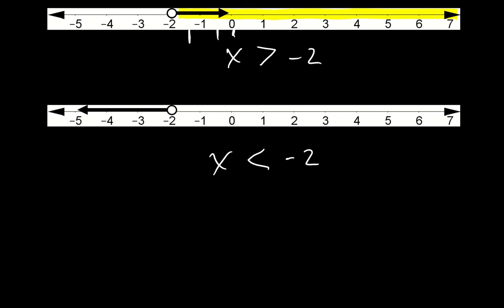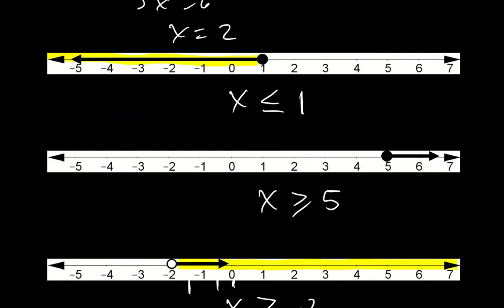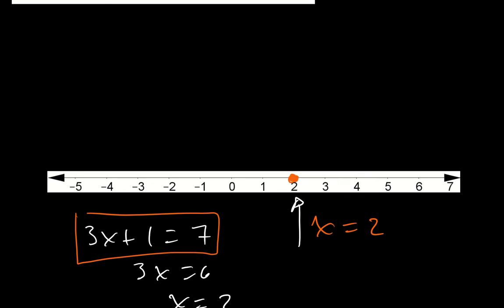So -3, -4, -5, those are all numbers that are smaller than -2. So anything this direction is a solution, but let's not say -2 is, because it's not. So that's how those graphs work. And now let's see if we can graph an actual inequality.